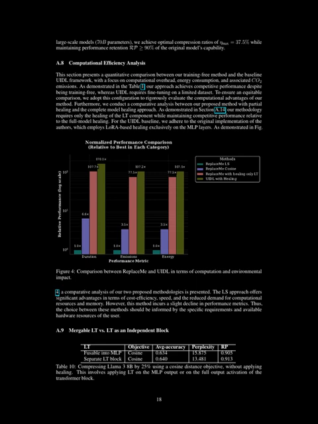Duration, emissions, energy, performance metric, relative performance on a log scale, with values 1.0 times, 1.0 times, 1.0 times, 6.6 times, 3.5 times, 3.5 times, 107.7 times, 77.5 times, 77.5 times, 170.1 times, 107.2 times, 107.1 times. Normalized performance comparison relative to best in each category. Methods: ReplaceMe ALS, ReplaceMe cosine, ReplaceMe with healing only LT, UIDL with healing. Figure 4: comparison between ReplaceMe and UIDL in terms of computation and environmental impact.